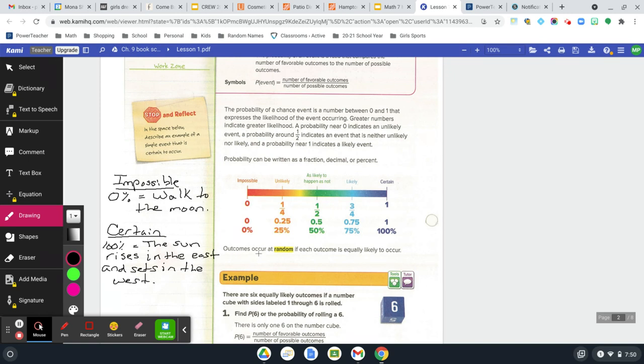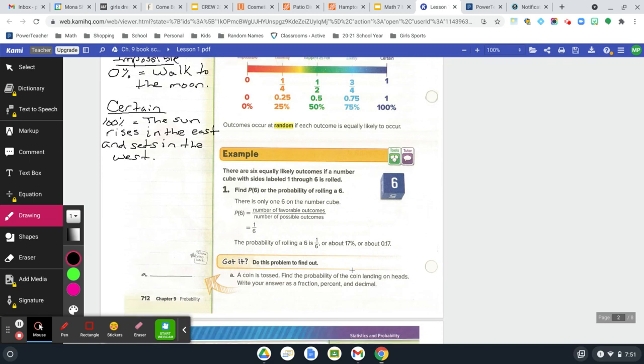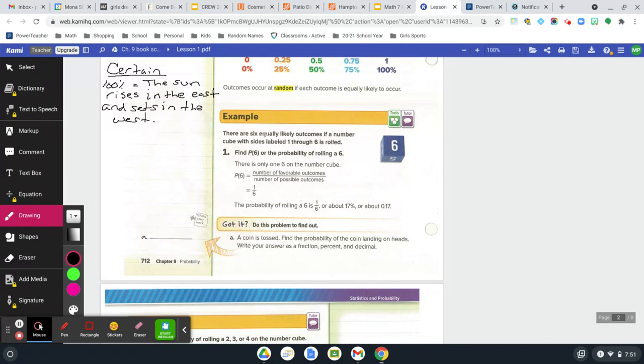When we start to look at some examples today, I'm going to ask you, is this going to be impossible? Will it be unlikely? Will it be equally likely? Will it be likely, or will it be certain? This number line from 0 to 1, we absolutely will refer back to. And just like it said, we're going to express probabilities as fractions, decimals, and percents. Okay, let's take a look at example 1 here. It says there are 6 equally likely outcomes if a number cube with sides labeled 1 through 6 is rolled.